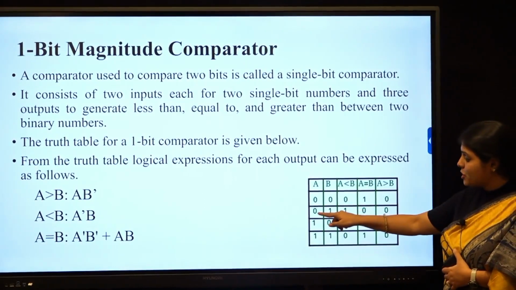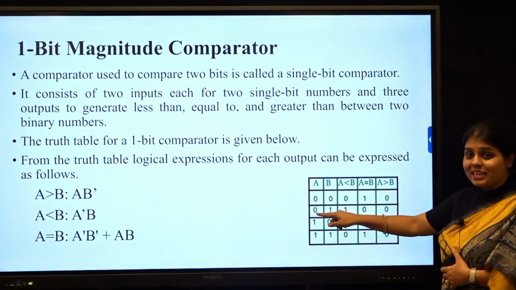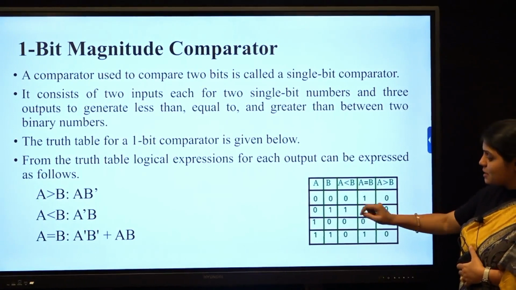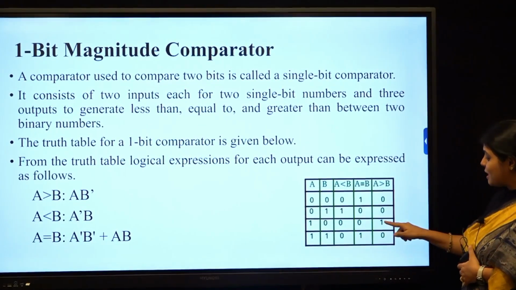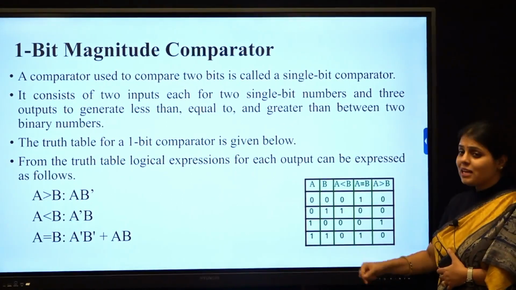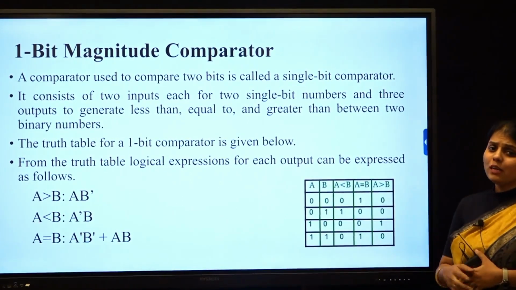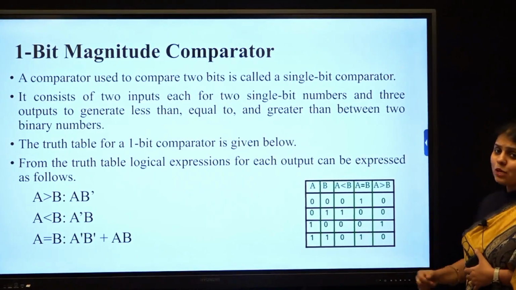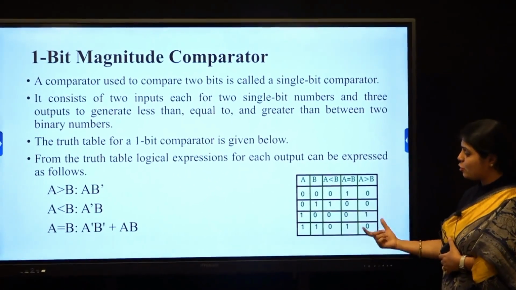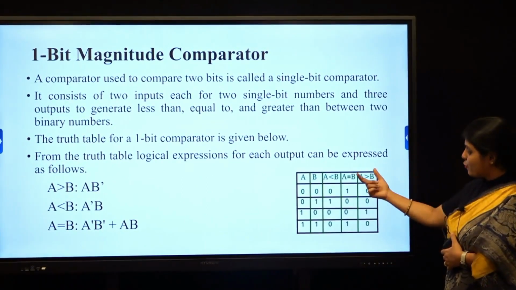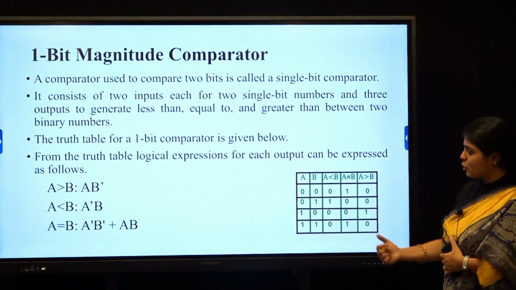For the second combination, A is 0 and B is 1, that is A less than B, hence the A less than B output is activated. For the third combination, 1 and 0, that is A greater than B, hence this is activated. For the last combination, A is 1 and B is 1, both of them are equal and hence A equal to B will be activated. So this is the truth table for a 1 bit comparator with 2 inputs.